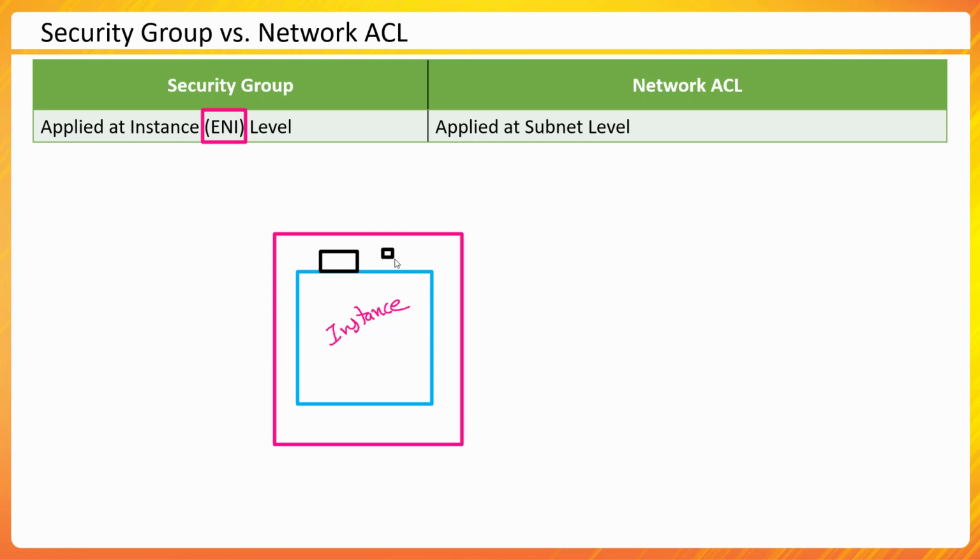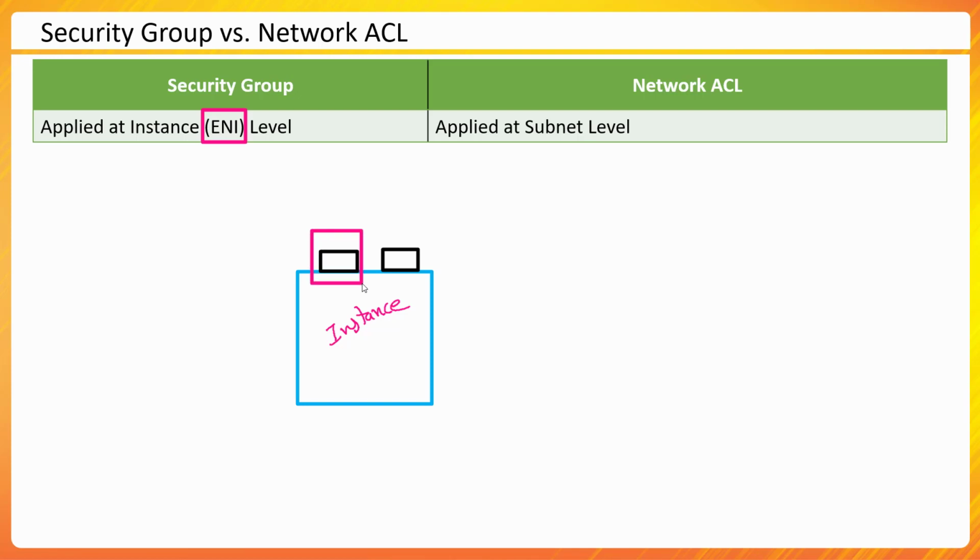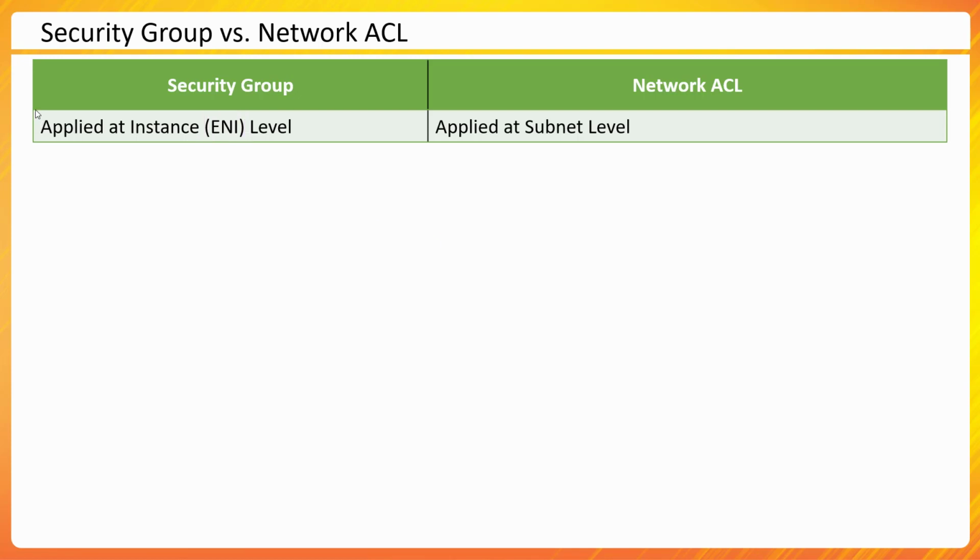It can have multiple network interfaces also if need be. And if you want, you could have your security group also, which will be protecting these instances. And you can say, hey, I would have a different security group for one ENI and a different security group for another ENI. That is also possible. So I would say security groups are applied at an ENI level or an instance level, whereas a network ACL is applied at a subnet level, right?